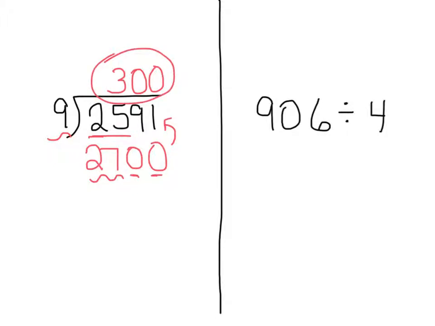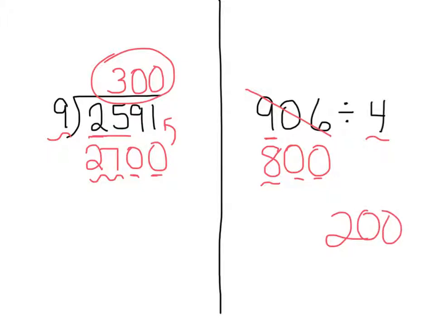Now let's try the next one. 906 divided by 4. Does 4 divide into 9? Yes. So now I need to think of a number close to 9 that 4 divides into. 8. So I'm going to cross out this 906 and I am going to make it an 800. And now here's my basic fact. 8 divided by 4 is 2, and add the 2 zeros. 906 divided by 4 is about 200.